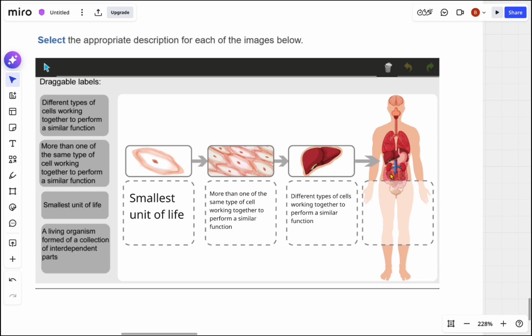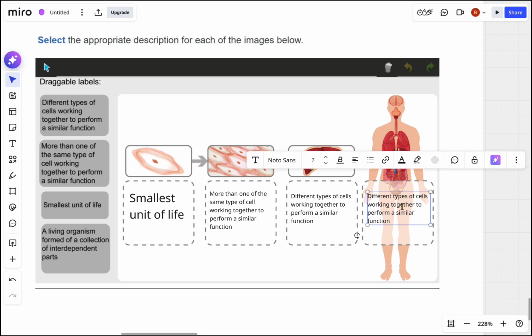And then we have the organ system over here. This is the entire, every single organ in the body is in this diagram over here. So we know we have one more option left, and that is a living organism formed of a collection of interdependent parts. This is a living organism, and you can see that it's clearly formed of a collection of interdependent parts.